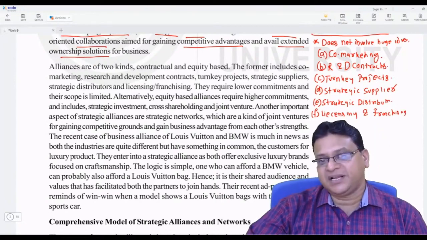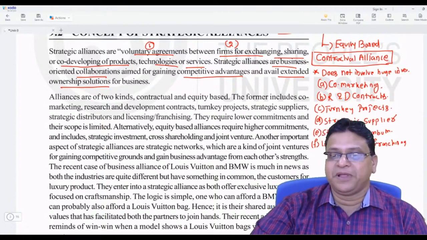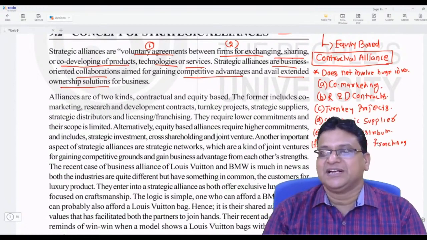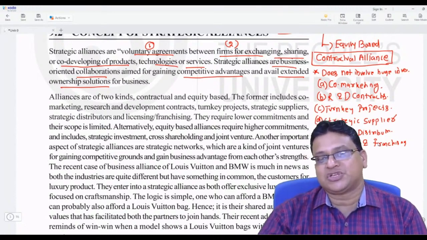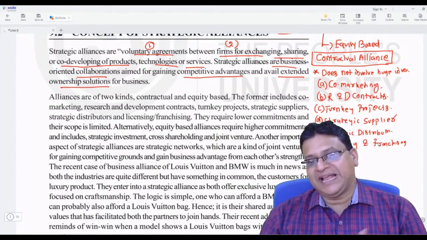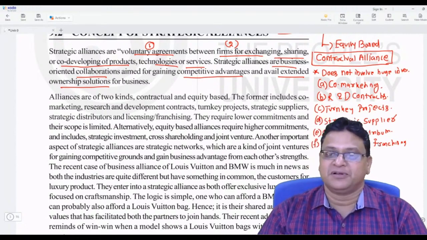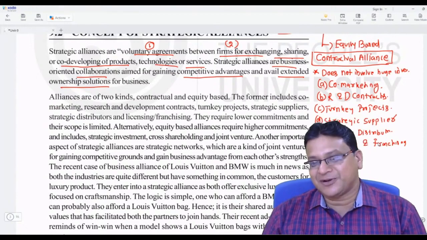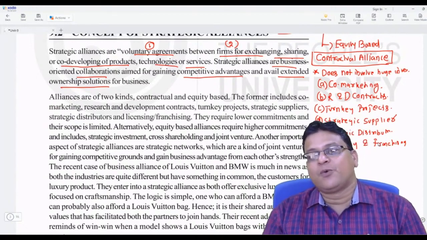Co-marketing. What is co-marketing? Here you take the contract of marketing the product of a particular company. The alliance is to market the product produced by another company. That is known as co-marketing. Let's take an example. An alliance is made between Nike and other shoe manufacturers for co-marketing their product. Nike, Adidas, these are the companies which market their products globally. This is known as co-marketing.